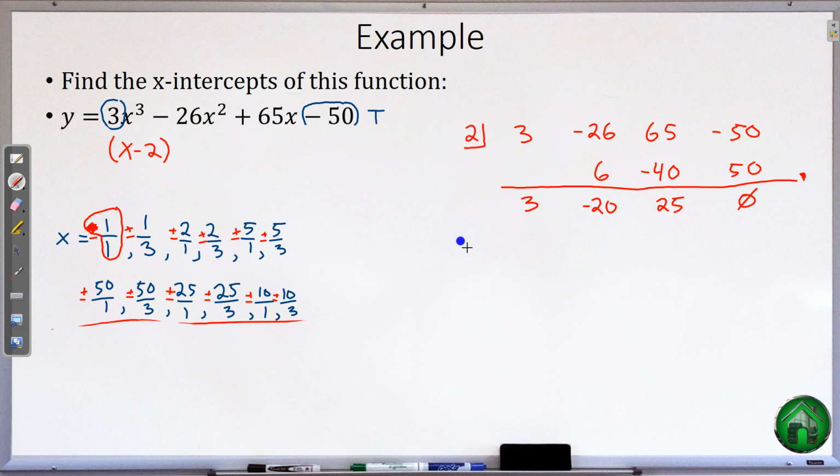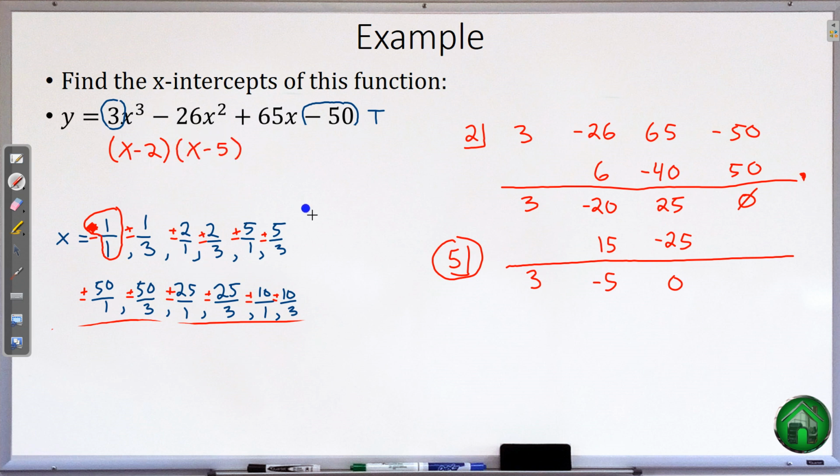We checked 2. The other one we were going to check, I believe, was 5. So let's see if 5 works. So bring down the 3. 5 times 3 is 15. Negative 5. 5 times 5 is negative 25. And yep, that also works and comes out to 0. So 5 is another x-intercept. So that means one of our factors is x minus 5.